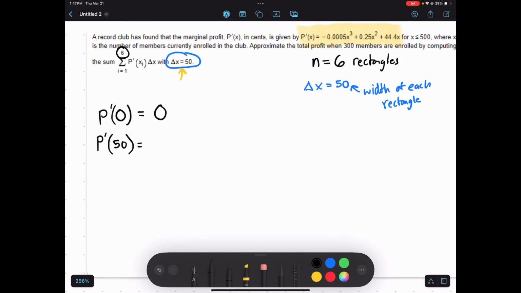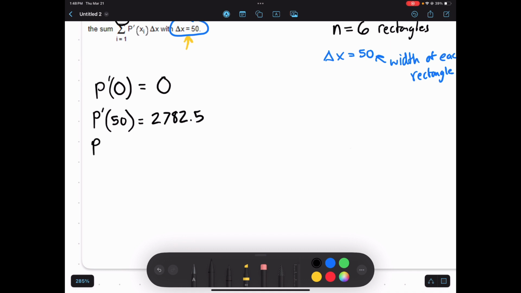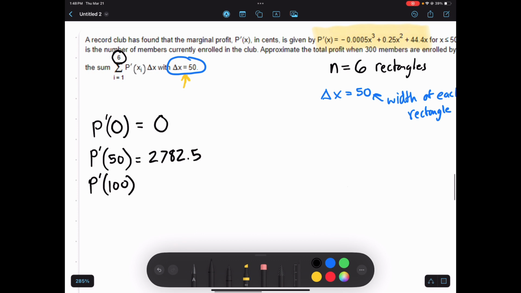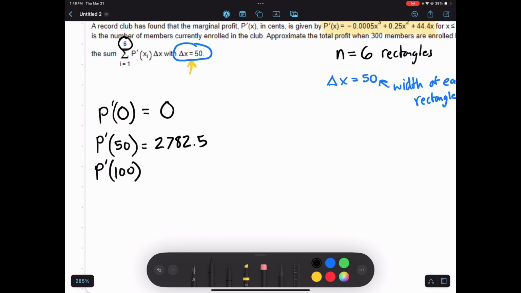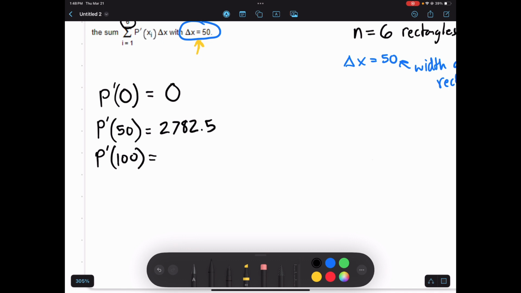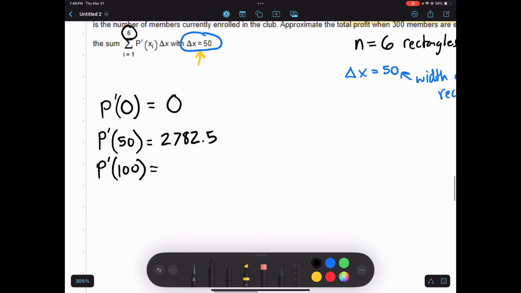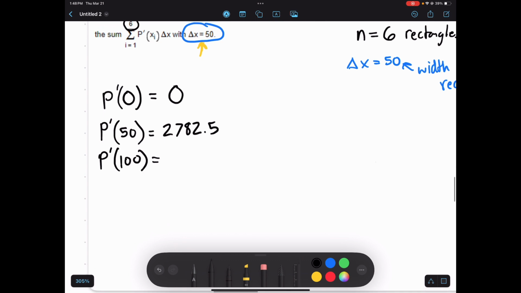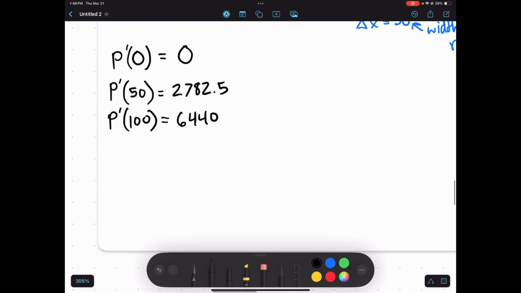When I plugged in 50 into my function, I got 2,782.5. What's the next x value I'm going to plug in? Add another 50. I'm going to plug in 100. Of course, yours is probably going to be different. Yours may not be going by 50. Yours might be going by 30 or by 40. But the process is still the same. Okay? Just keep adding this amount over and over again. So next I'm going to plug in 100. When I plug in 100, I got 6,440.